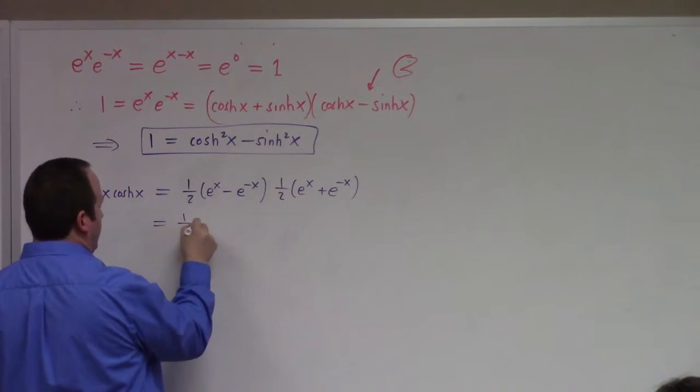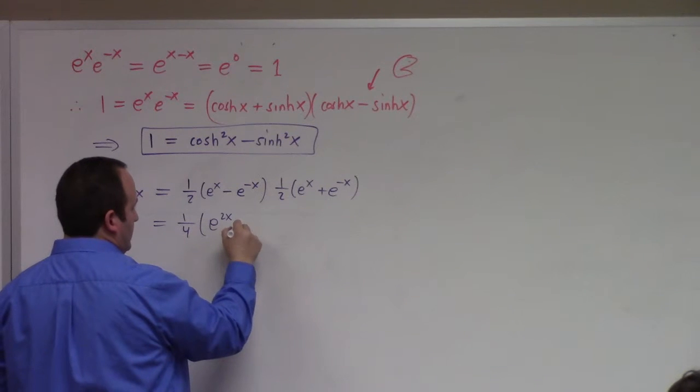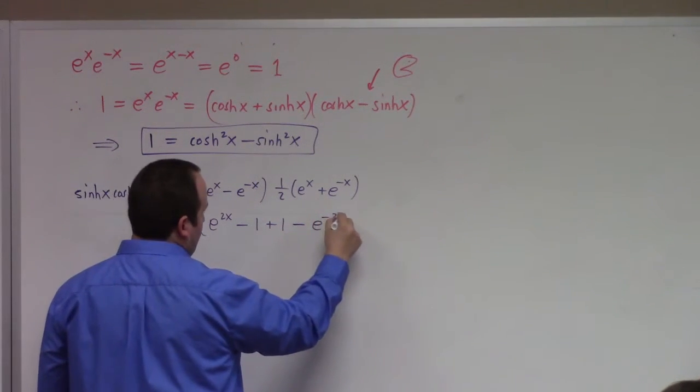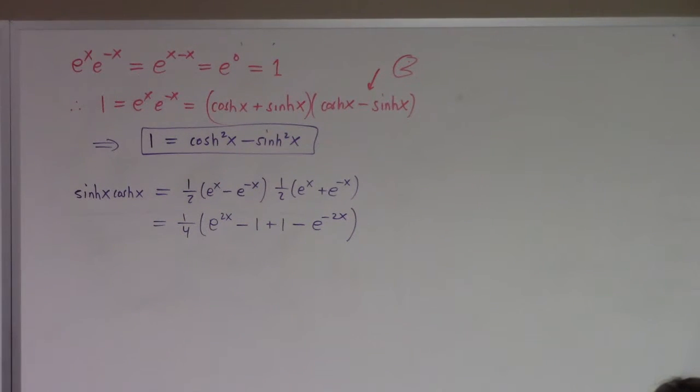So we get 1/4 (e^(2x) − 1 + 1 − e^(−2x)). What I did there was to use e^x times e^(−x) is 1. But you have 1 that gives you 1, and the other product of e^x and e^(−x) gives you minus 1. Of course, those cancel, right?